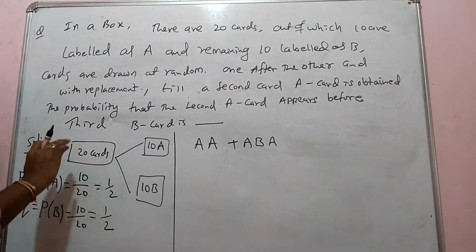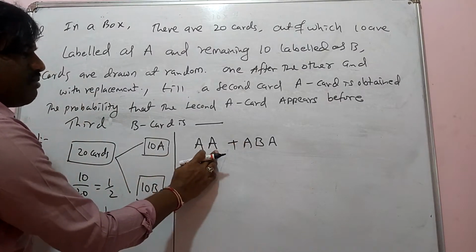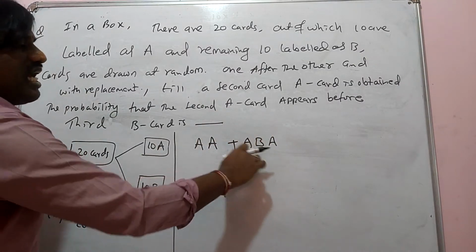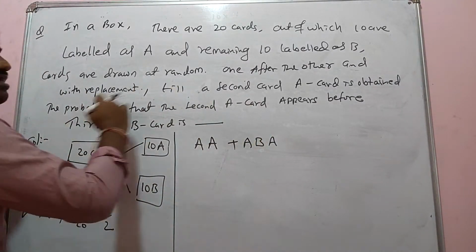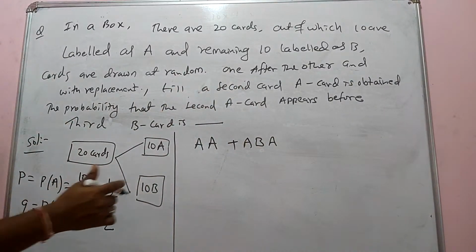I put it in the bag, I got A. I kept it inside. Next time I got A. Now the next time I am getting B. So then I go again to take out and I got A. This is one more way. Are you getting it?